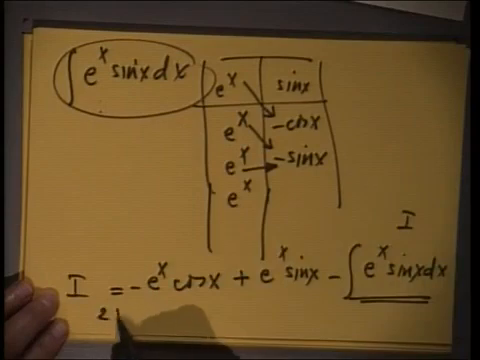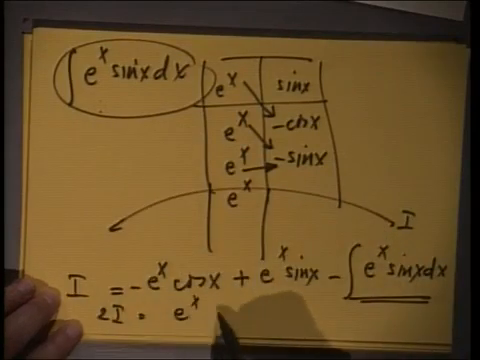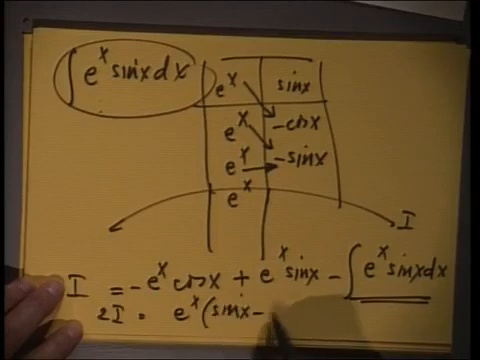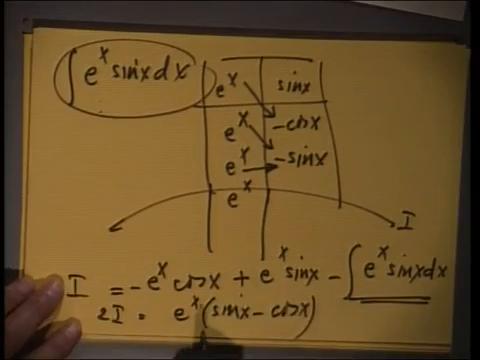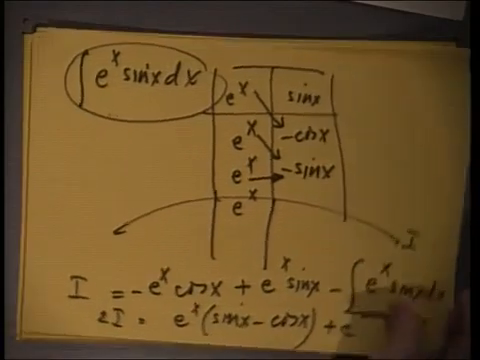So you have twice I when you shift this to the left-hand side, is equal to e to the x times sine x minus cosine x. So what is your integral equal to? It is equal to half this expression, and you don't forget the c. And this is actually the way you do it.